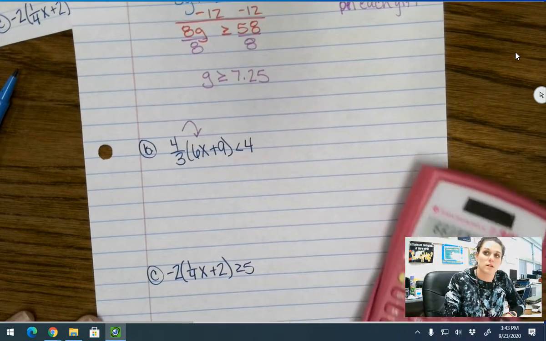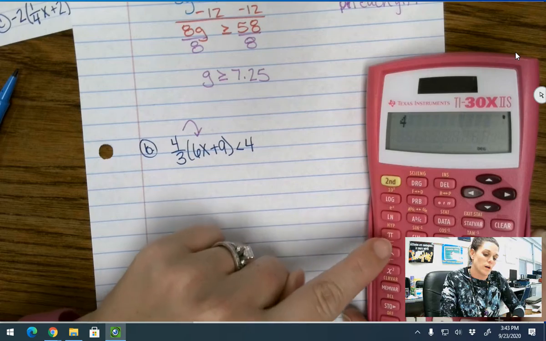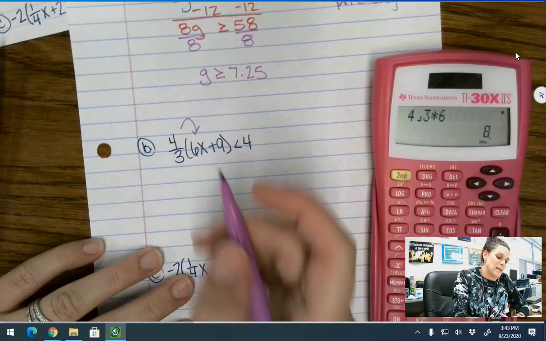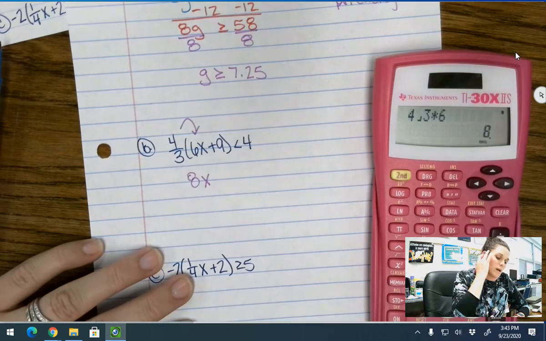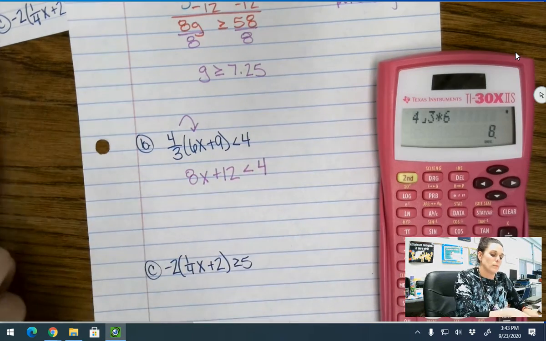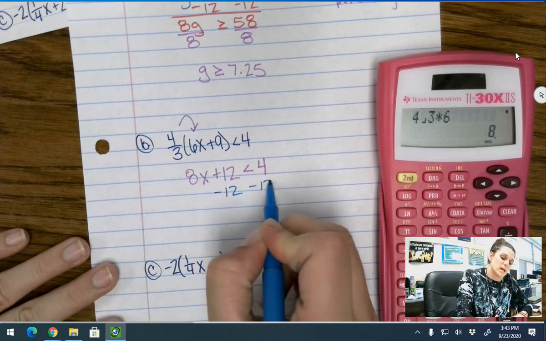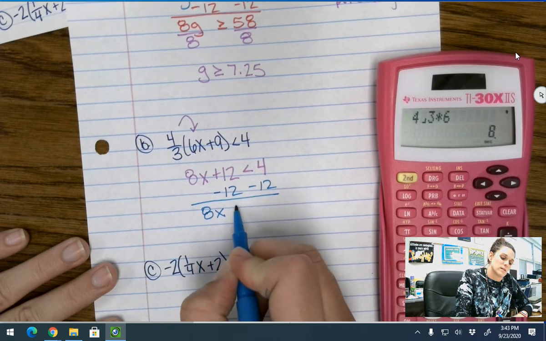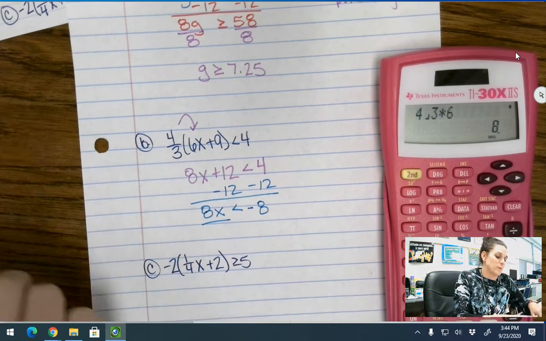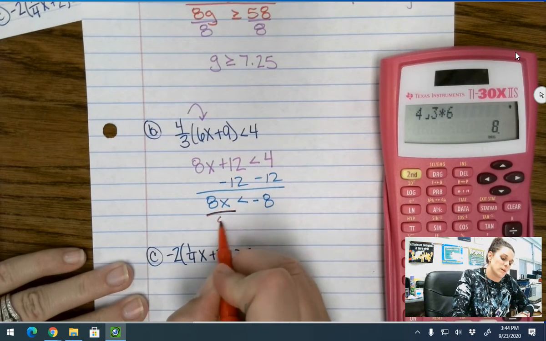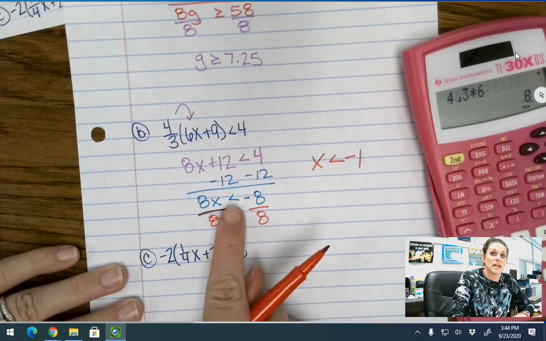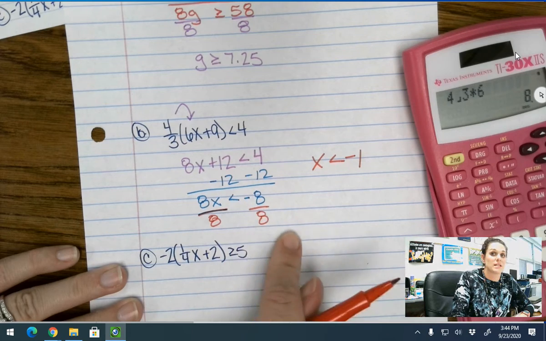4/3 times 6x. So if you were typing this in your calculator, you would do 4 ABC 3 times 6, and you would have gotten 8. Right? And here you should have had plus 12 is less than 4. You would have then subtracted 12 from both sides. So 8x is less than -8. And then we would have divided by, sorry, I changed my colors there for you, divided by 8. So x is less than -1. Now notice I did not flip the sign even though this is negative because I did not divide by a negative.